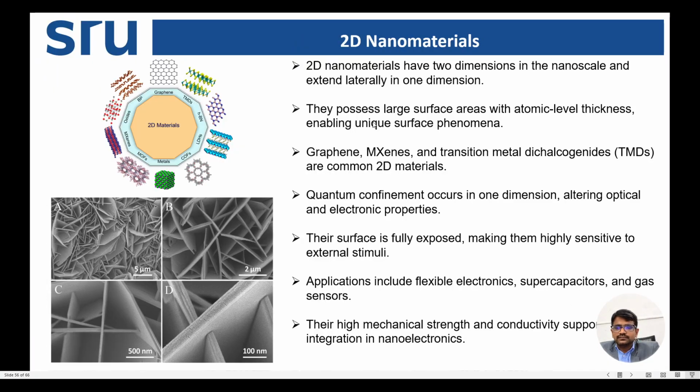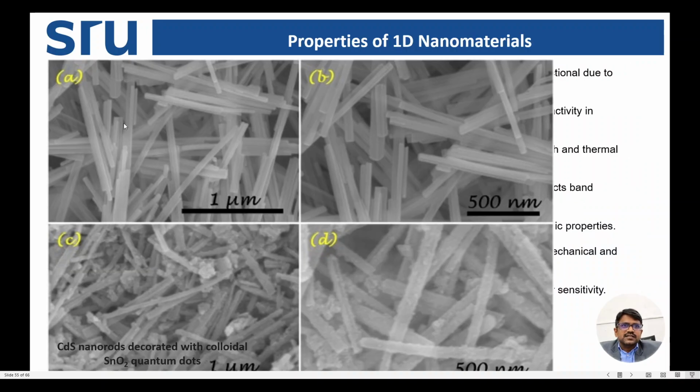See here, these are the top two images. These two images, A and B, are scanning electron microscope images of cadmium sulfide (CdS) nanorods. This is a single material, CdS nanorods.